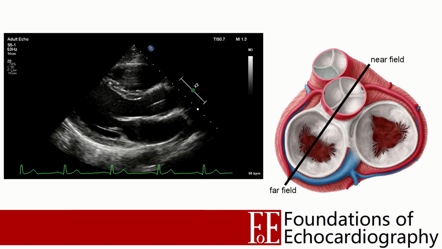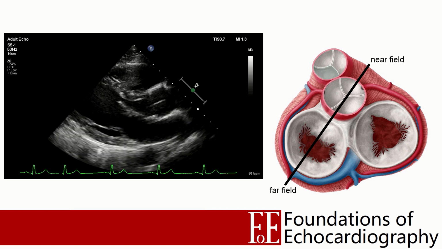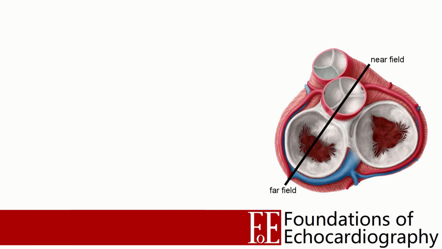So this slice through the centre of the LV cavity is fine if the pathology is bang in the centre of the mitral valve, but if you have a lesion away from the centre you're going to miss it. And so for all valves, but particularly for the mitral valve in this view, it's important to tilt the probe such that you pan through the valve.